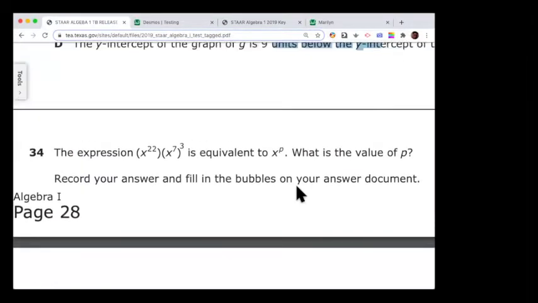The expression x to the power of 22 multiplied by x to the power of 7, which is itself raised to the power of 3, is equivalent to x to the p. What is the value of p? Okay. And I don't have answers to guess and throw away because it says record your answer, fill in your bubbles on the answer sheet.